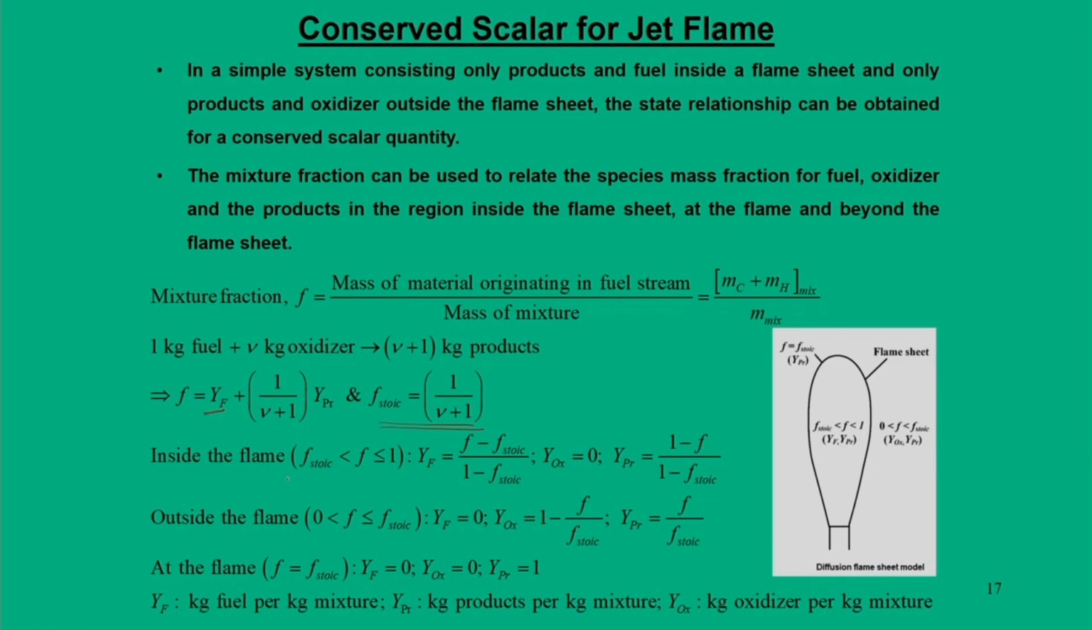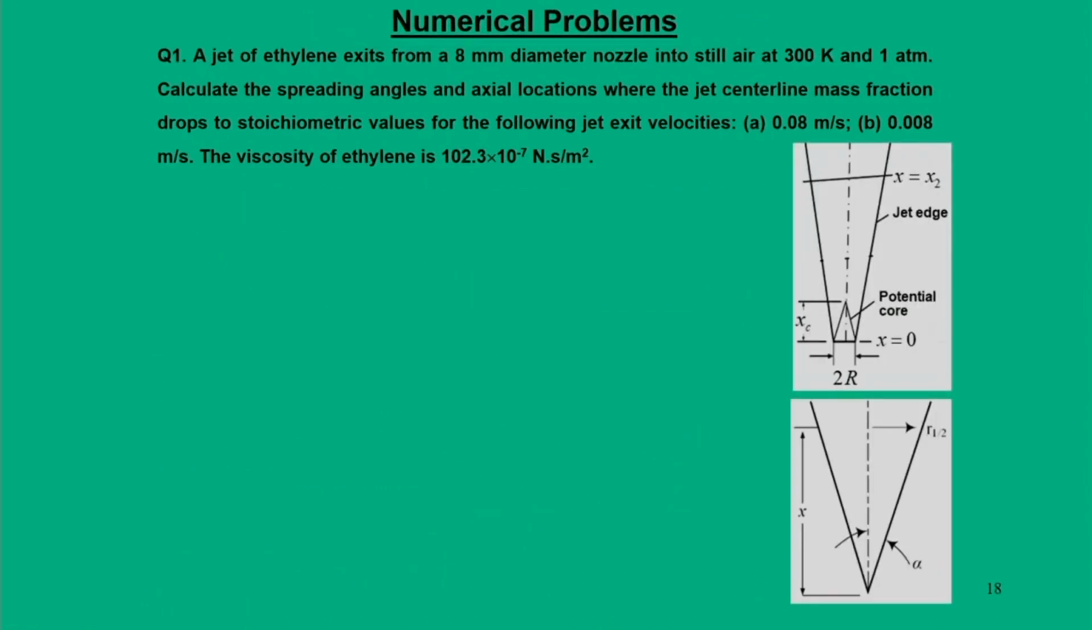So, we have 3 distinct zones. One is inside the flame, and under those conditions, based on these relations, we can find within the flame the mass fraction of the fuel, of the oxidizer, and of the products. Similarly, outside the flame we can find the mass fractions of fuel, oxidizer and products, and those relations we can represent in terms of stoichiometric values. So, this is all I have to discuss with respect to laminar jet flames.